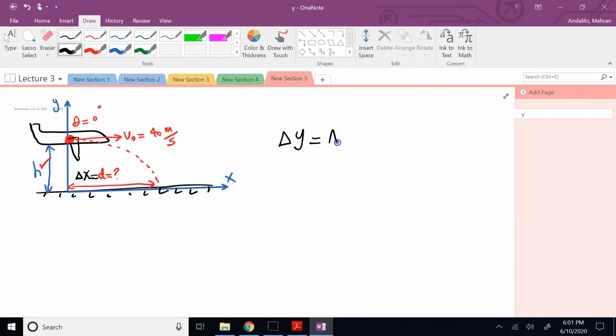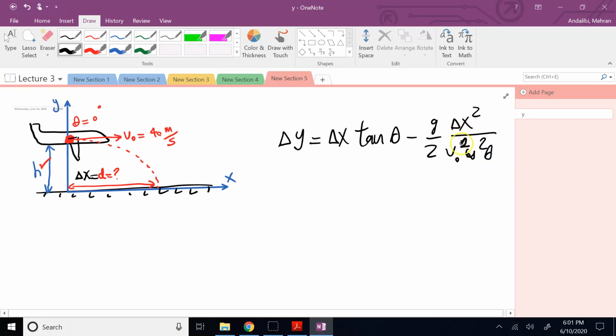Delta y is delta x times tangent theta minus g over 2, and then delta x squared divided by v naught squared cosine squared of theta. Now, delta x in this case is equal to d. What is delta y? Because delta x means what? x minus x naught. And delta y is always y minus y naught. Let's calculate these two.